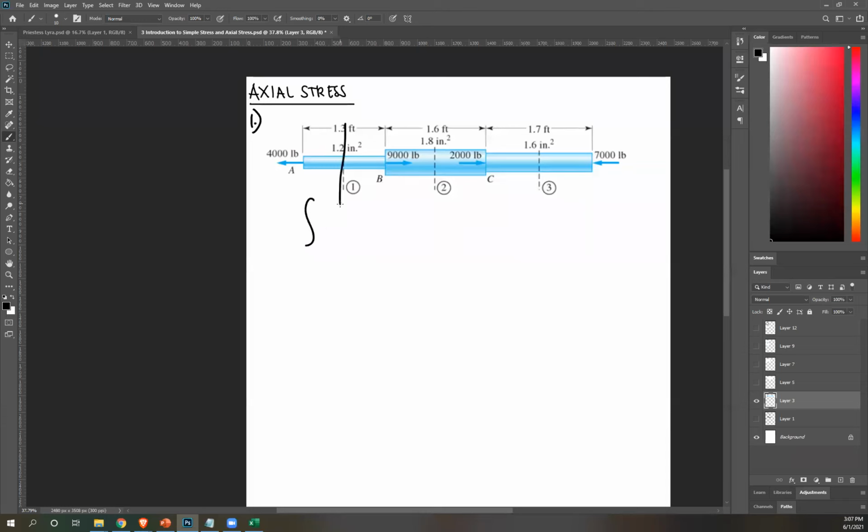So I'm gonna cut here, okay? And then you have a choice of isolating the left or right hand side. Now, obviously, isolating the left side is easier because we're only dealing with one force. So let's isolate the left side, and then include your external force. And this is equal to 4,000 pounds. So 4,000.